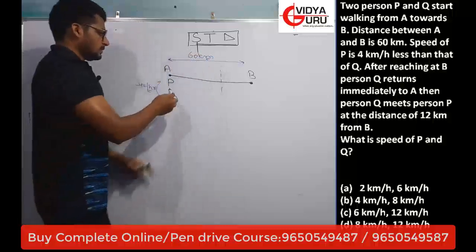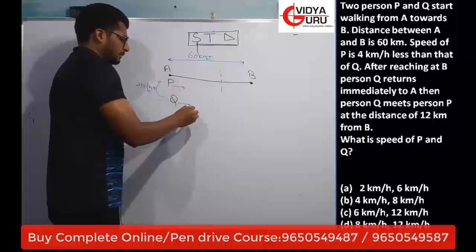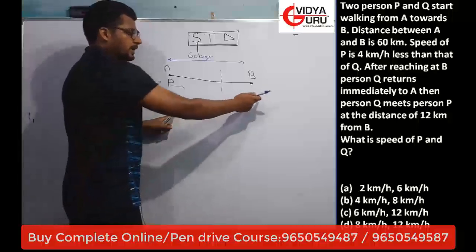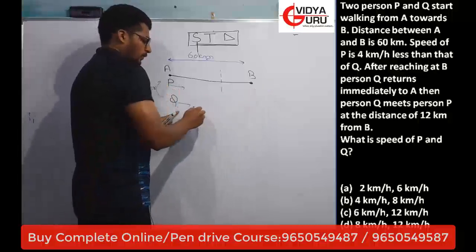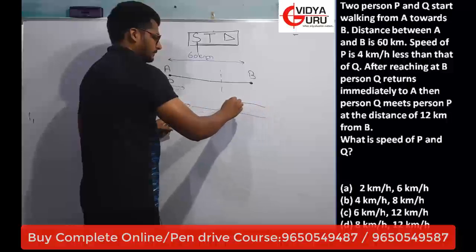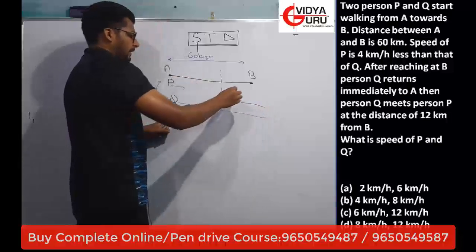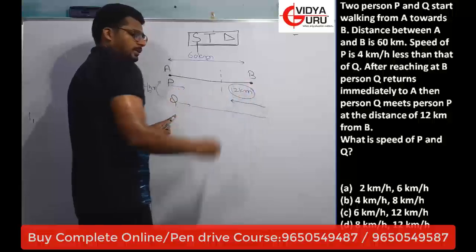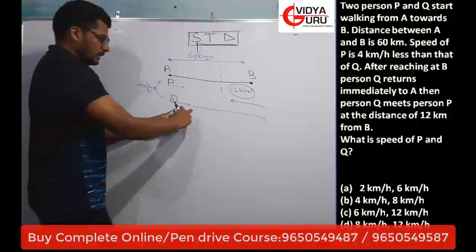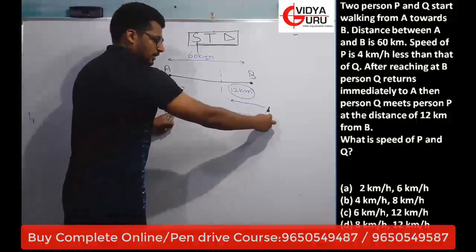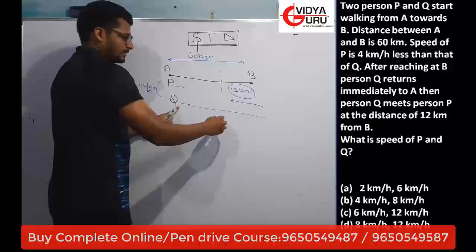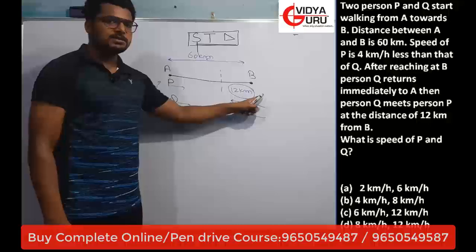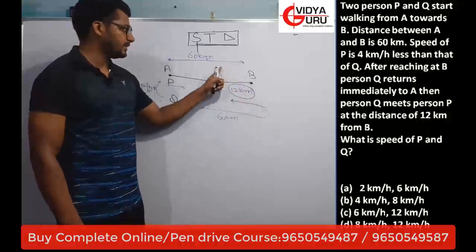Both persons started from here towards B. Q is moving at more speed, so he reached B and returned towards A, and he met P at a distance of 12 km from B. Then how much distance has Q covered? Q covered 60 km plus 12 km extra, 60 plus 12, 72. He reached B, that means he covered 60 km.